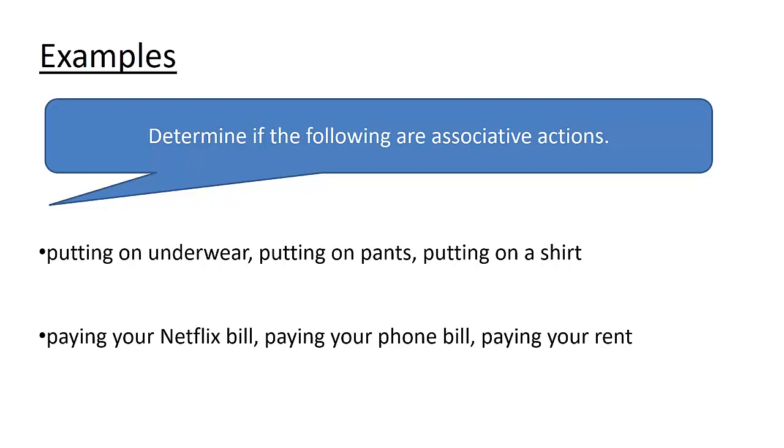Next, let's take a look at paying your Netflix bill, paying your phone bill, and paying your rent. Notice if we pay the Netflix bill and the phone bill first, followed by paying the rent, that's going to be the same thing as paying the phone bill, paying the rent, and then paying your Netflix bill. All three bills are going to be paid. So these three actions are associative.